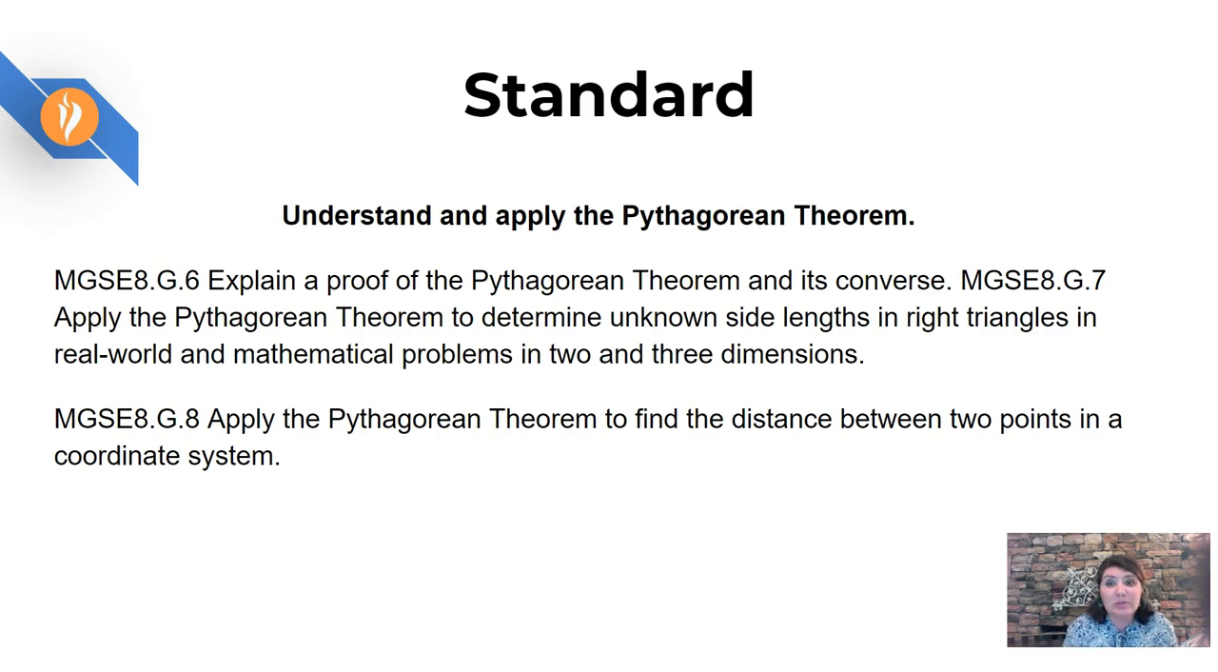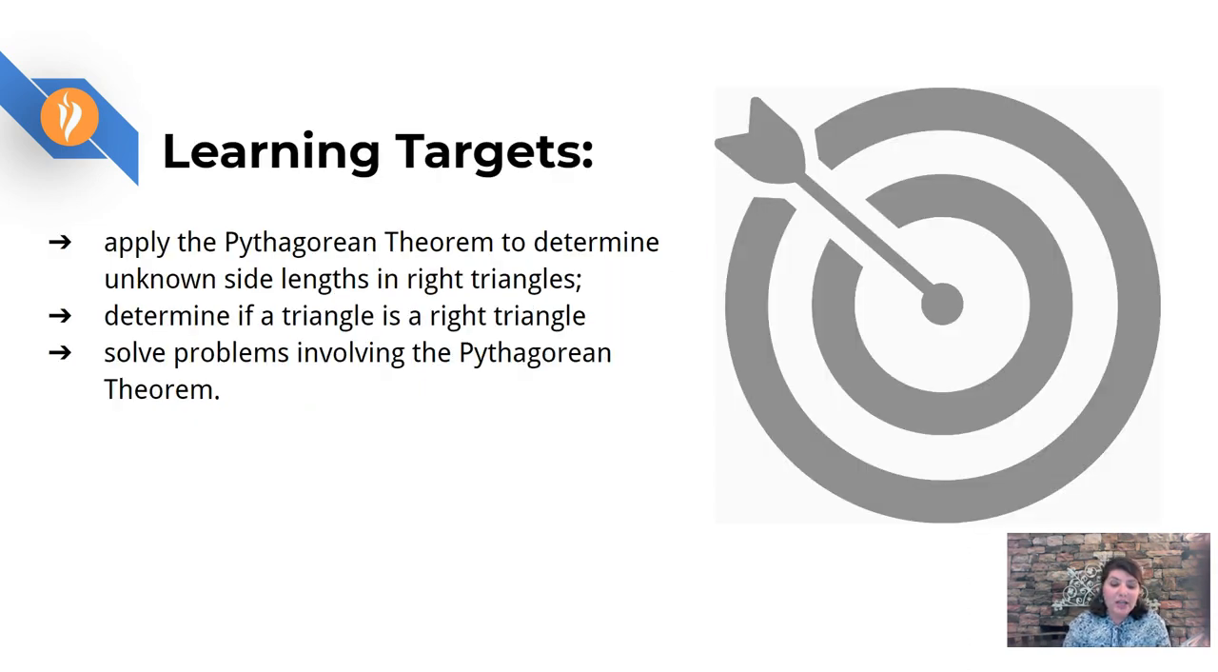Today, we're going to talk about 2 dimensions. And then Geometry 8 says, apply the Pythagorean Theorem to find the distance between 2 points in a coordinate system, or a graph. You and I are going to work together to tackle the following learning targets, or goals, in this video. So our 3 learning targets for today are to apply the Pythagorean Theorem to determine unknown side lengths in right triangles, determine if a triangle is a right triangle, and solve problems involving the Pythagorean Theorem.